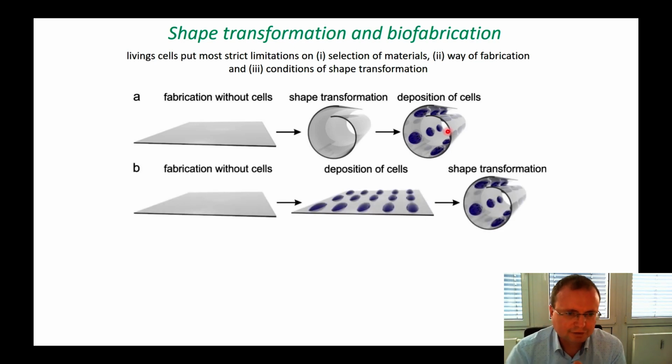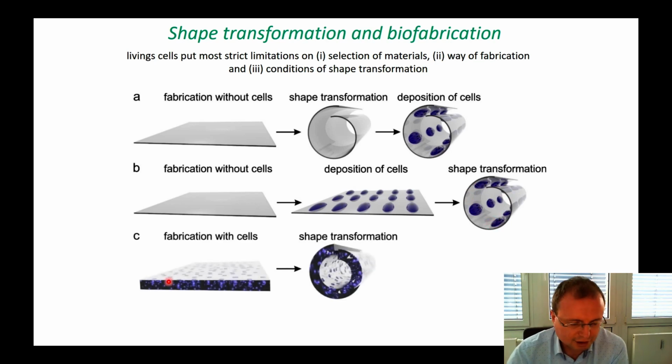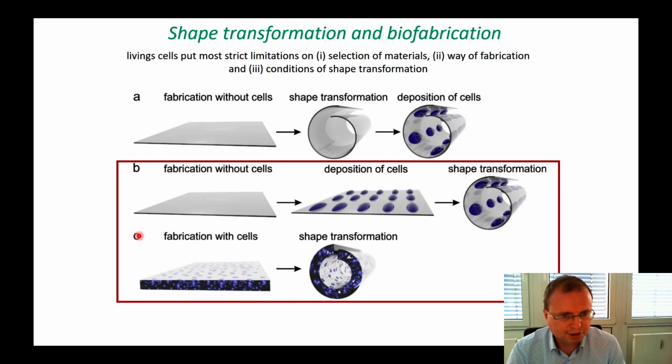Another concept consists in first fabricating the object, then we deposit cells on it, and then the object with the deposited cells undergoes shape transformation and a complex three-dimensional shape is formed. The third option is when we put the cells inside the object, and then after shape transformation we get the cells inside the folds of the formed three-dimensional object. Practically, the most interesting approaches for us are B and C, the second and third approaches. And today I will show you examples of application of these approaches for biofabrication.